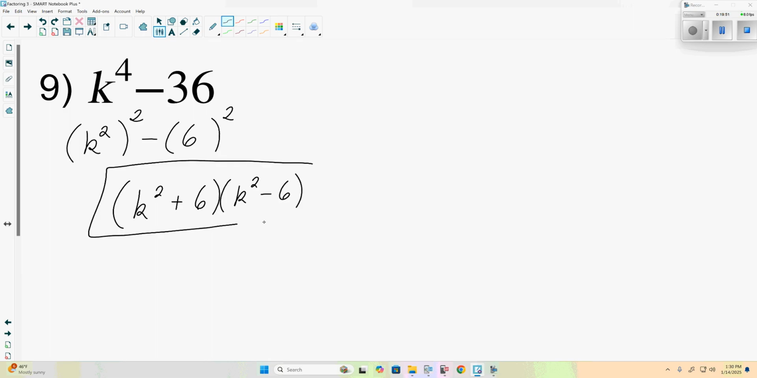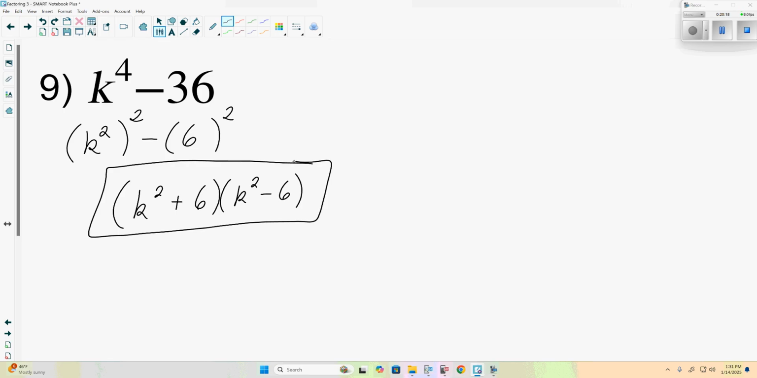Now, since 6 is not a perfect square, we are done. The k squared plus 6 doesn't factor anyways. We don't have a sum of 2 squares. k squared minus 6 has the potential to factor, but since 6 is not a perfect square, that's as far as it goes. Questions on these two here?